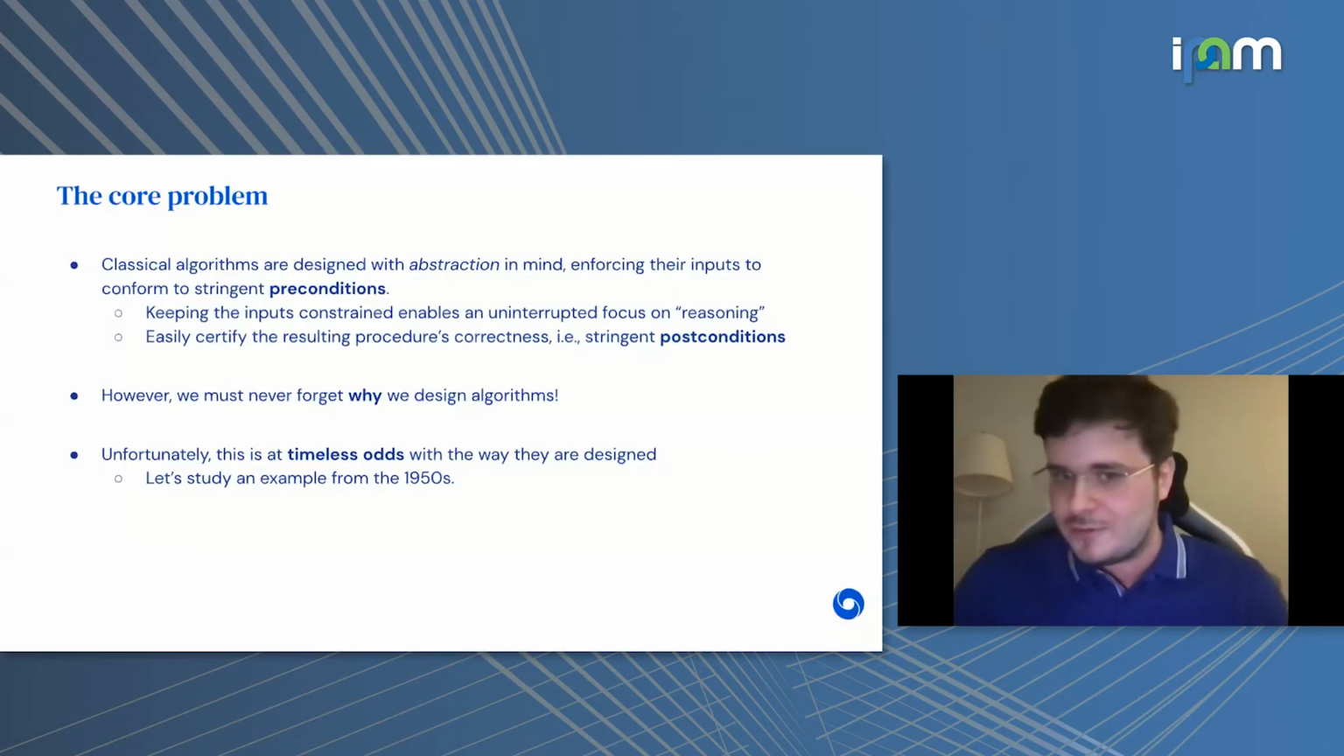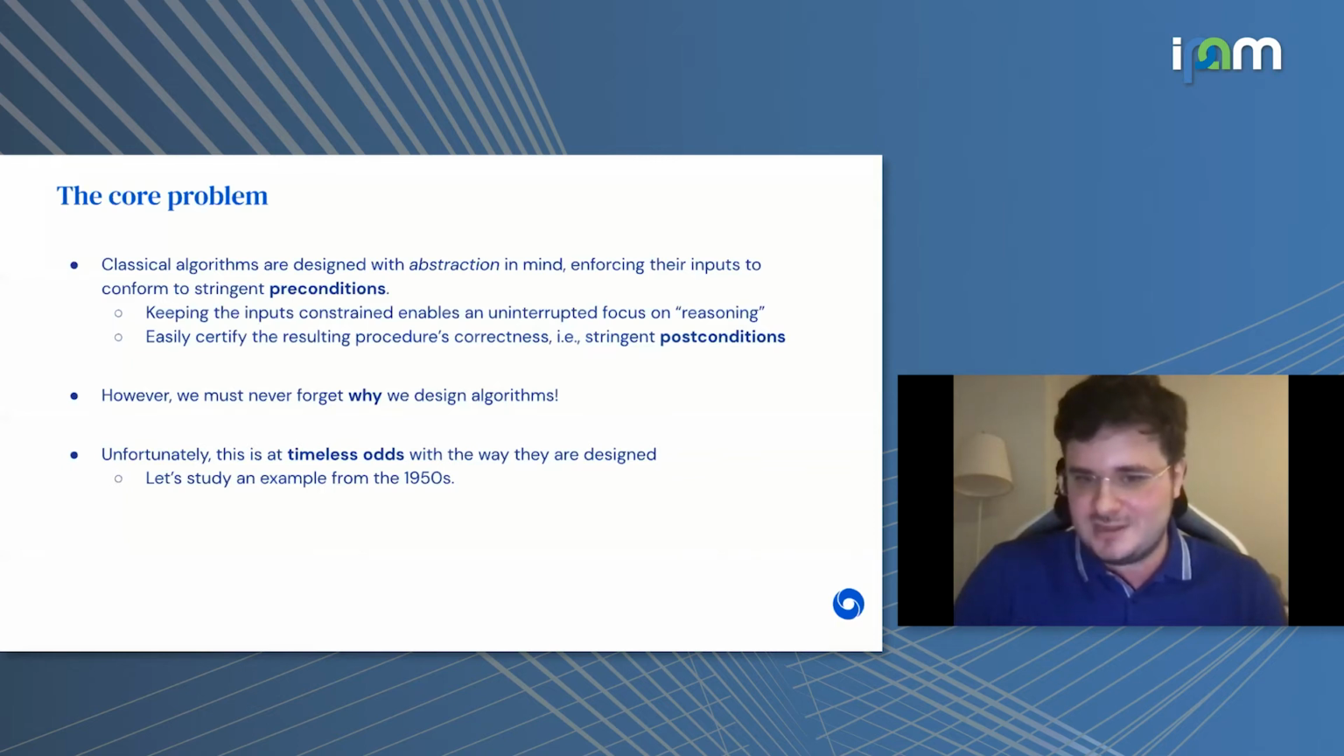Now, there is a core problem with this because, okay, we designed these classical algorithms with abstraction in mind. We force the inputs to conform to these stringent preconditions. And this is good. It allows us to keep focus on reasoning, discover interesting connections between problems, and usually very easily certify the correctness of what comes out of any algorithm we come up with. That means we can actually place stringent postconditions on whatever comes out. But we should never forget why we actually design algorithms in the first place. And unfortunately, these two desiderata are at timeless odds.